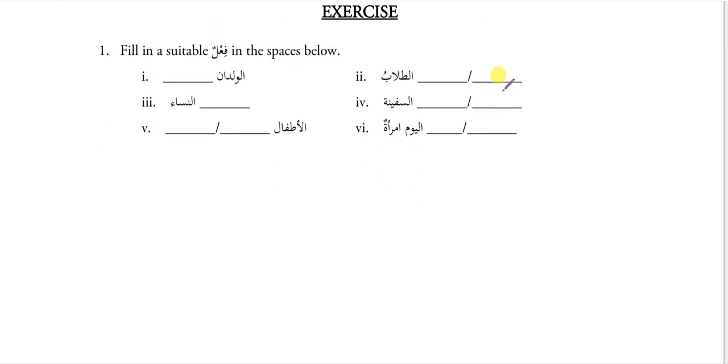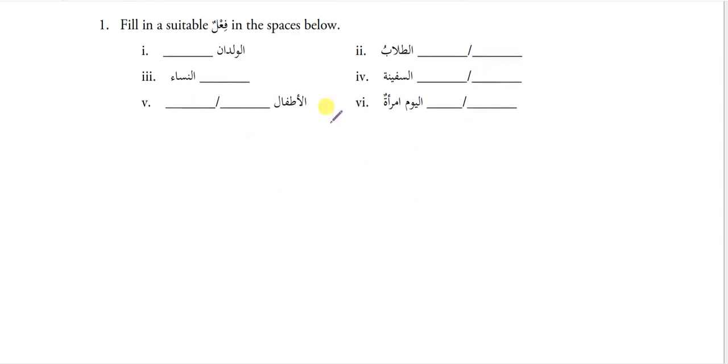Now fill in the suitable fi'l in the space. So al-waladani nasara, I am using a fi'l which you are already familiar with and is commonly used. So al-waladani nasara, two boys helped. The second one is qala or qalat, both can be used. Qala at-tullabu, the students said, or qalat at-tullabu, the students said.